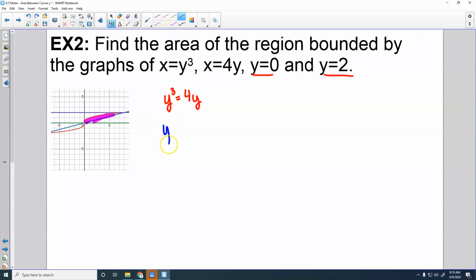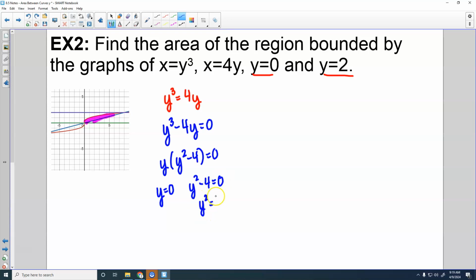For y on the other side, I got y to the third minus 4y equals 0. Then take out a y, so you got y squared minus 4 equals 0. You're setting each one of those equal to 0. Y equals 0. Y squared minus 4 equals 0, so y squared equals 4.